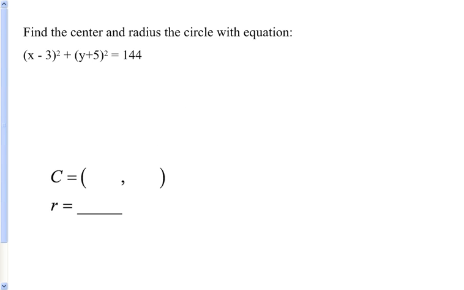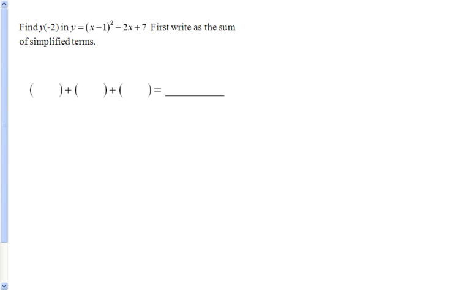The distance of the center from itself is 0. So the value of x that makes minus 3 be 0 is positive 3. The value of y that makes plus 5 equals 0 is negative 5. And if the radius squared is 144, then the radius is 12.